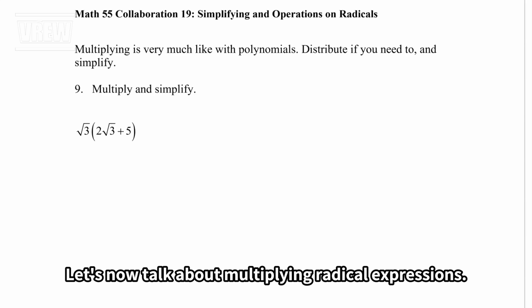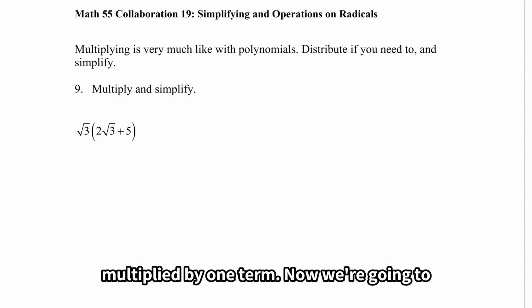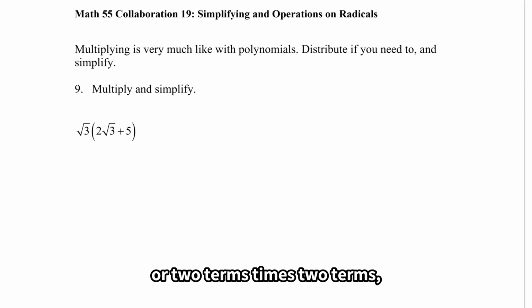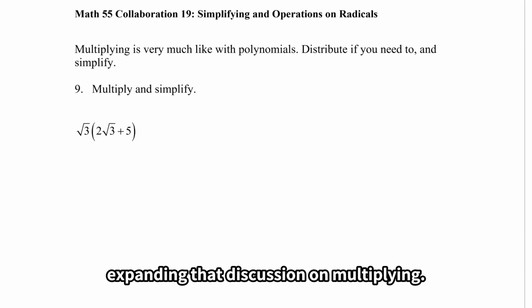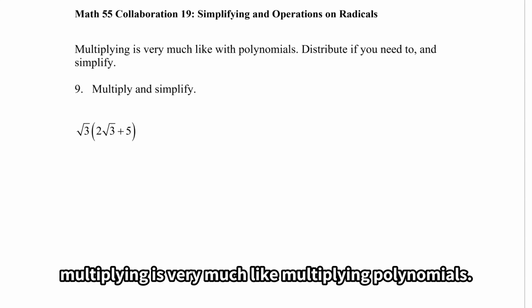Let's now talk about multiplying radical expressions. We did some simple multiplying earlier on where we just had one term multiplied by one term. Now we're going to look at one term multiplied by two terms, or two terms times two terms, expanding that discussion on multiplying. Here for radical expressions, multiplying is very much like multiplying polynomials.